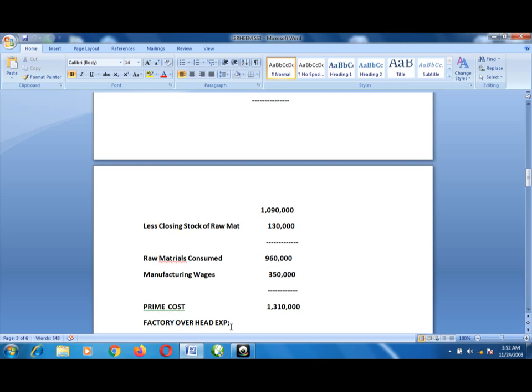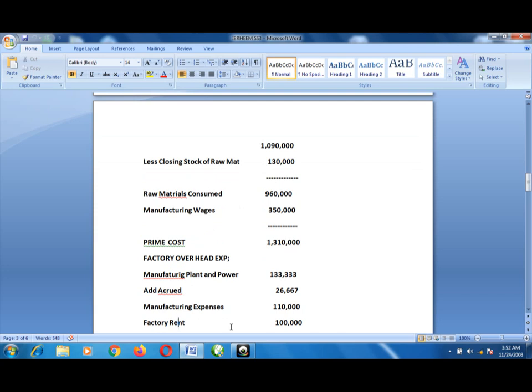You have a column, and under the factory overhead expenses, you have the manufacturing plant and power. Here you have the whole full value of the manufacturing plant and power. Manufacturing plant and power is 1.2. When you have the manufacturing expenses, you have the manufacturing expenses.